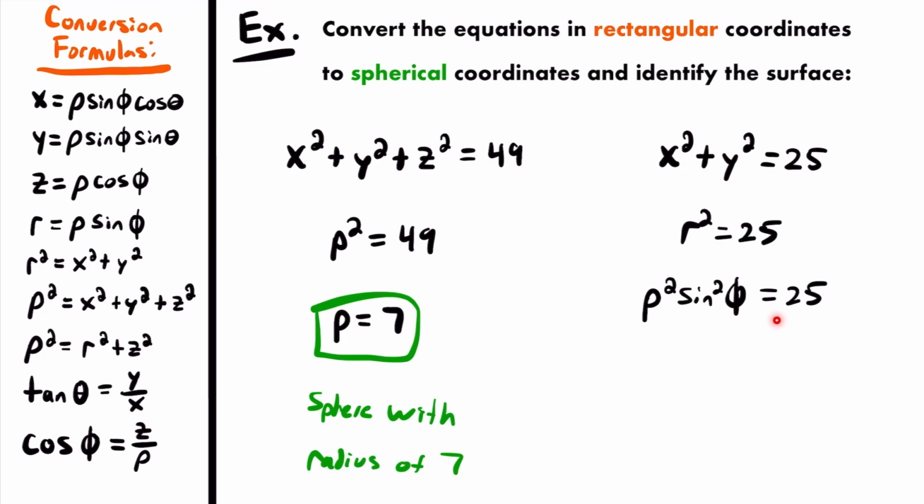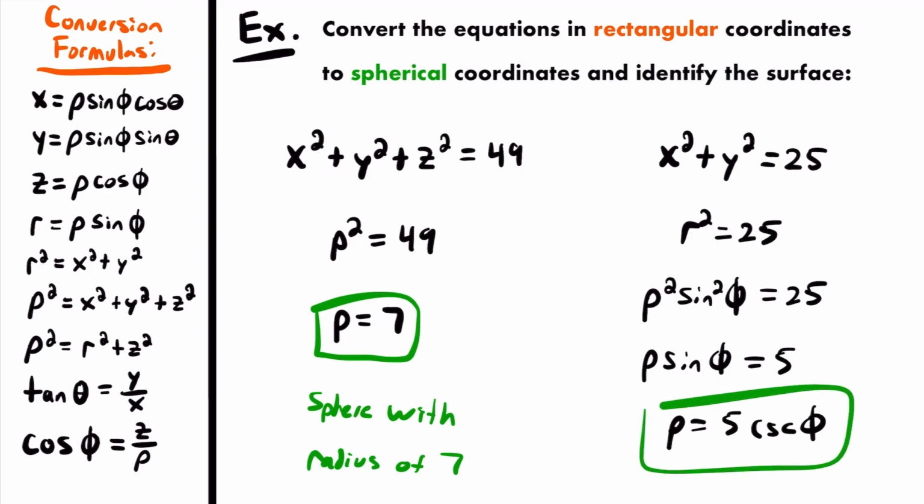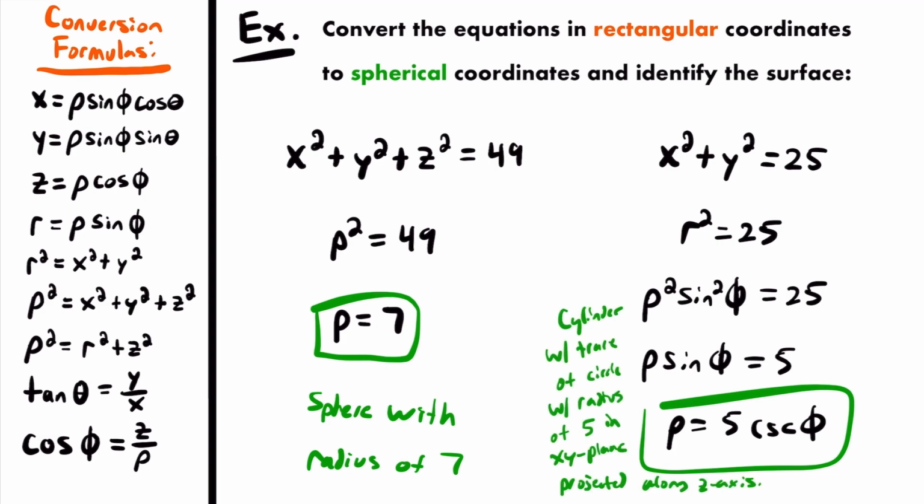And then if we take the square root of both sides of the equation, we'll just have rho times sine of phi equals 5. And then we can solve for rho by dividing both sides by sine of phi, which will produce cosecant on the other side, right? So you'll have rho equals 5 times cosecant of phi. All right, so that would be the equation in spherical coordinates. And as I mentioned earlier, it does represent a cylinder with a trace of a circle that has a radius of 5 in the xy plane that is projected along the z-axis.